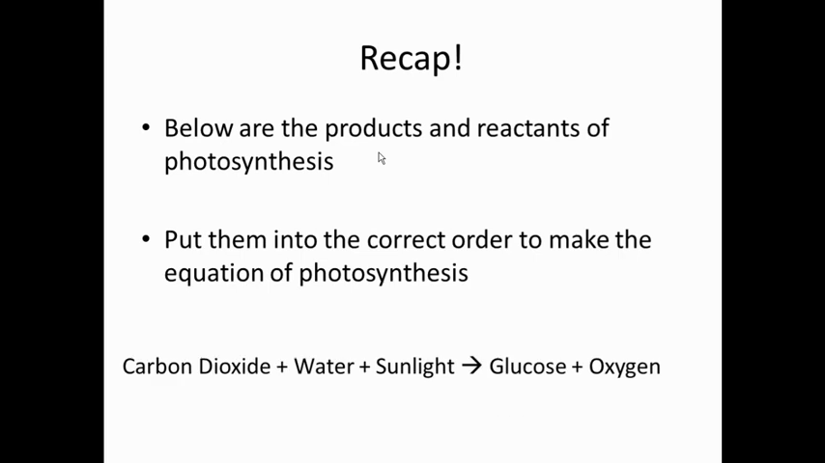Okay, let's see how we all did. What you should have had is that the reactants are carbon dioxide, water and sunlight. Remember, the carbon dioxide and the sunlight go through the leaves. The water comes through the roots of the plant. And the products that are made in this equation are glucose and oxygen.